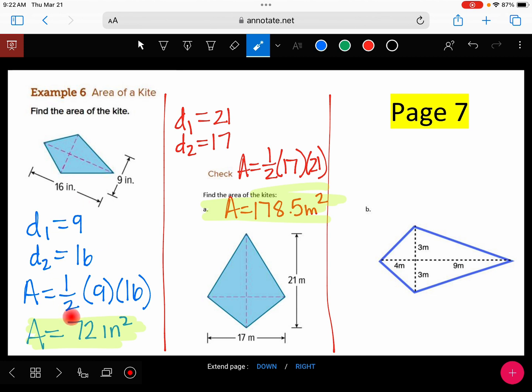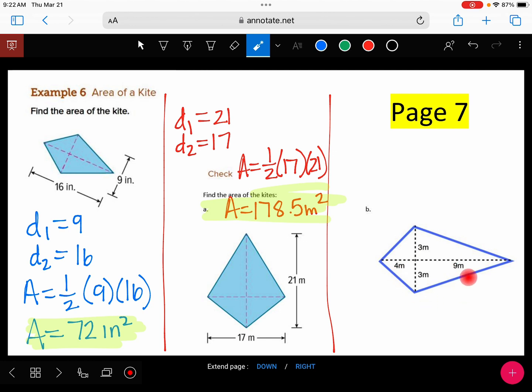So your answer for this first one should be 1/2. Diagonal 1 is 9. Diagonal 2 is 16. So it's 1/2 9 times 16, which is 72. For this one, it's the same thing. See how my diagonal goes the entire length of the kite? The entire width. So diagonal 1, 21, diagonal 2, 17. Area is 1/2 17 times 21, or 178.5.